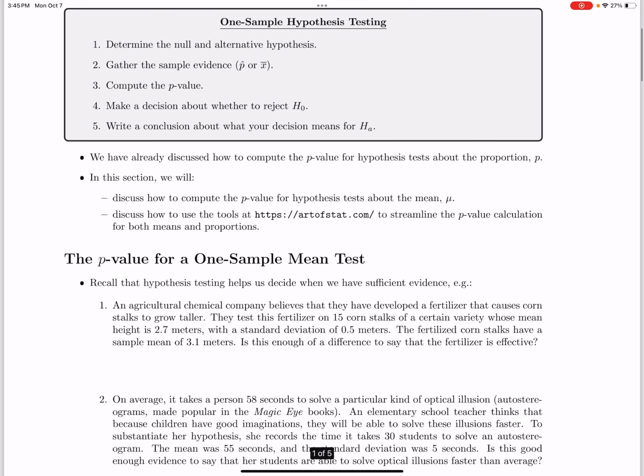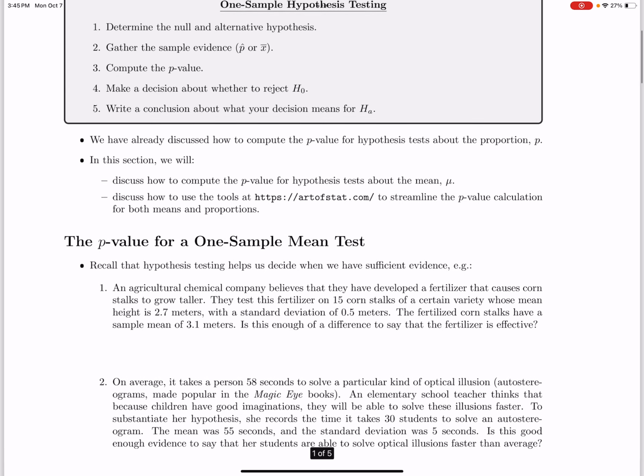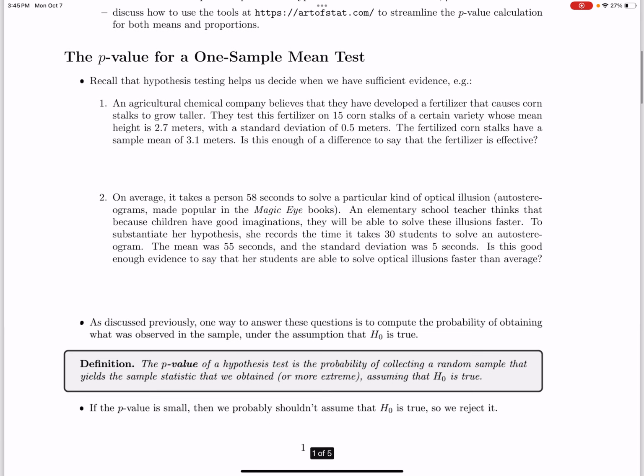In this section, we'll discuss how to compute the p-value for hypothesis tests about the mean, and then we will also revisit hypothesis tests about the proportion, because one of the things we're going to do in this section is talk about a tool that we can use from artofstat.com to streamline the p-value calculation, because they can sometimes be a little bit tedious to compute. Okay, so let's get into it.